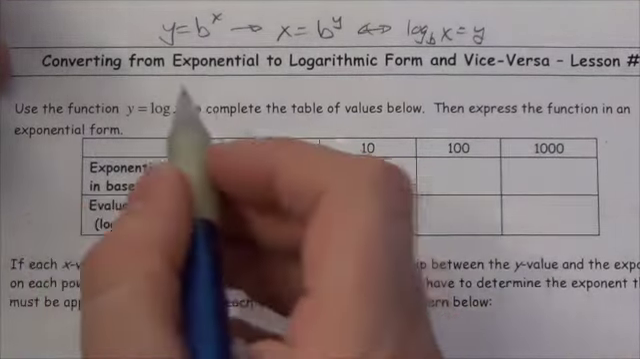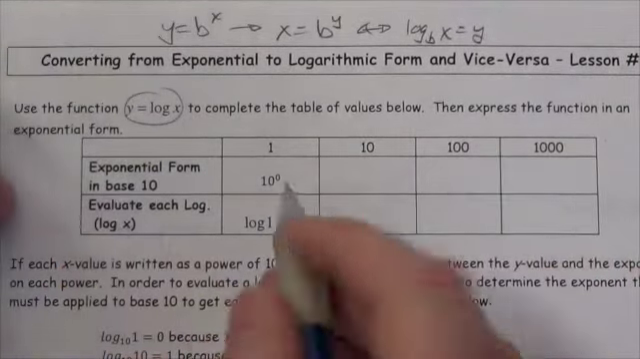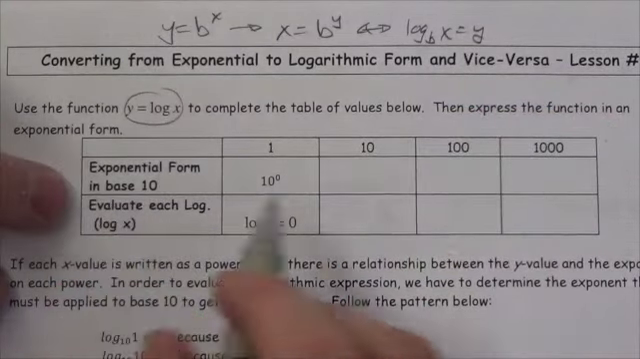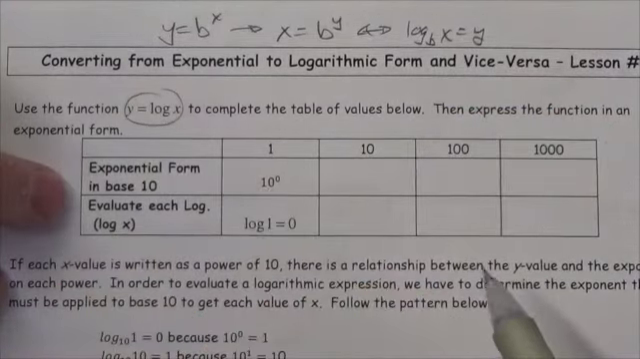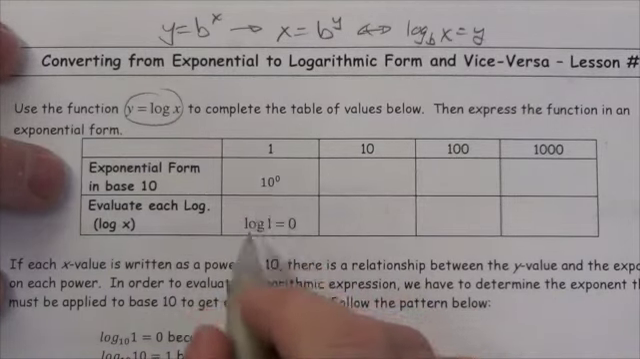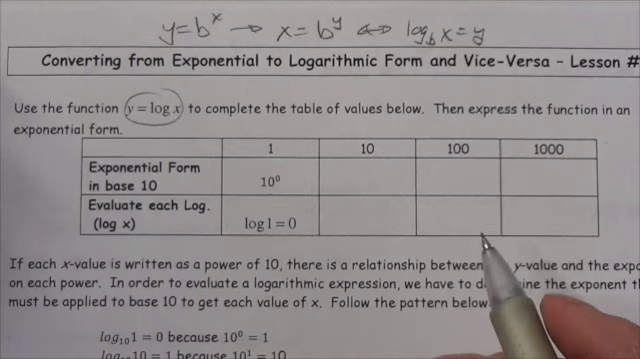So we're going to use this common log function to complete the table of values below. Just look at what they did here. We want to get a value of 1. So how do we do that in an exponential form base 10? Well, we make that 10 to the 0. So 10 to the 0 is 1. And the log form of that statement is log of 1. The log base 10 of 1, common log of 1, is 0.